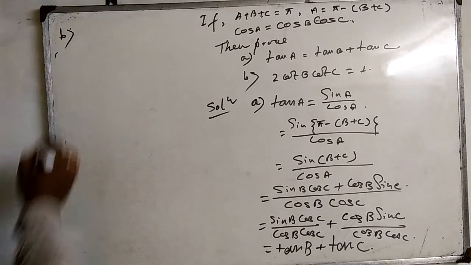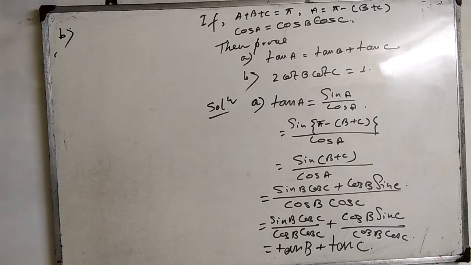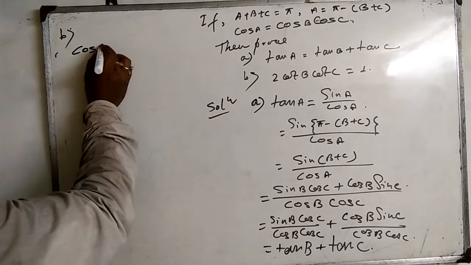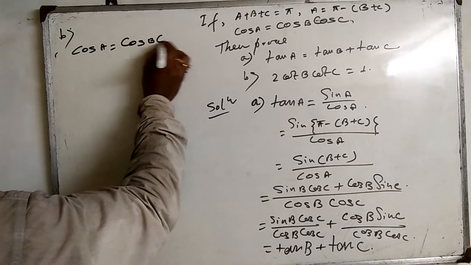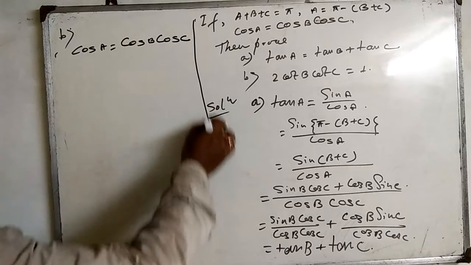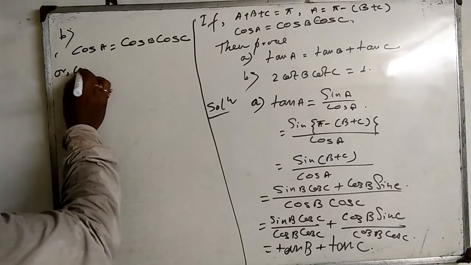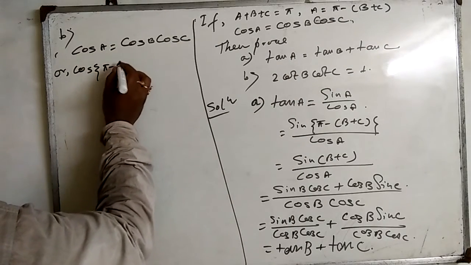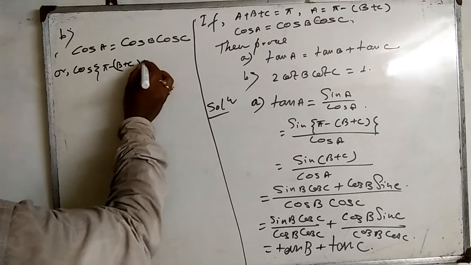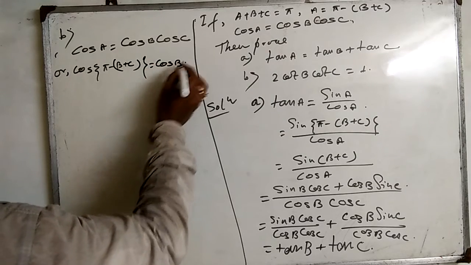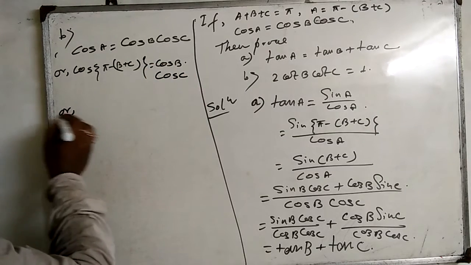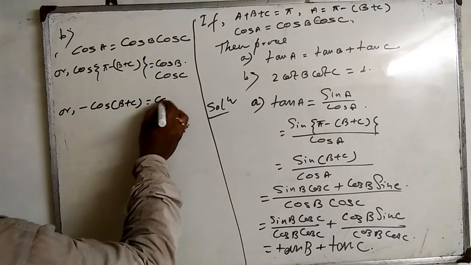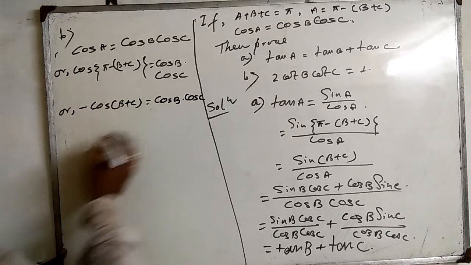Now we have to prove 2 cot b cot c equals 1. Just start. Cos a equals cos b cos c, or cos of a equals cos of pi minus b plus c equals cos b into cos c, or cos pi minus theta is minus cos theta, equals cos b into cos c.